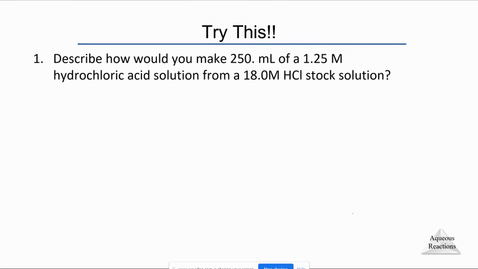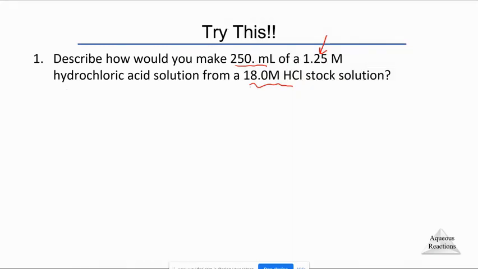So let's take a look at a typical example. We have a stock solution that's 18 molar hydrochloric acid, and that's pretty concentrated. We want to dilute it to a 1.25 molar solution, and we want to make 250 milliliters of it. Take a minute, see if you can figure out how you would solve this. For example, how much of the 18 molar HCl solution will you need, and how would you make this?